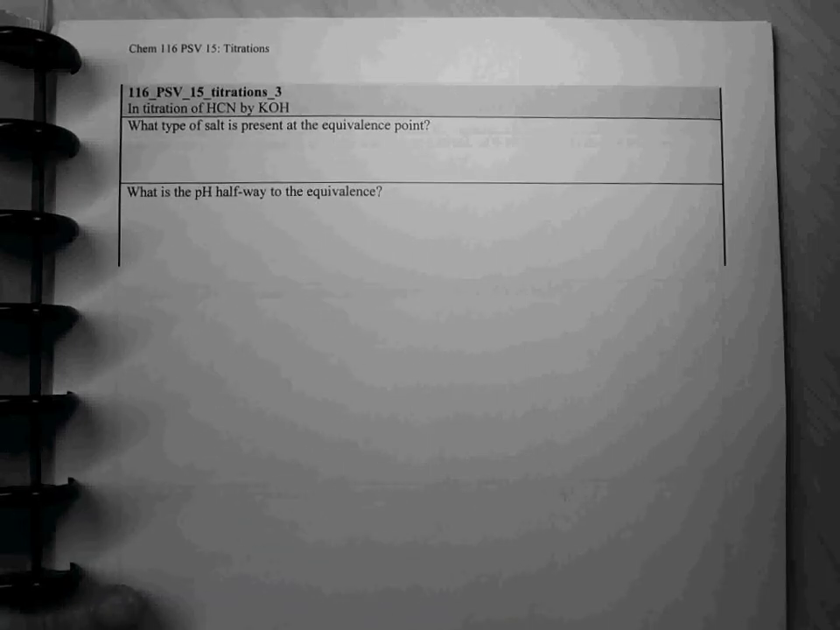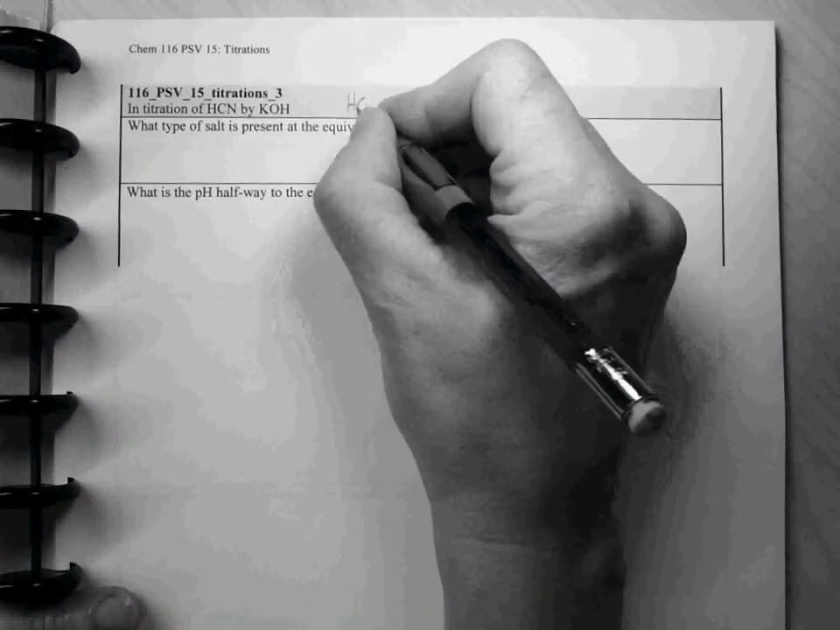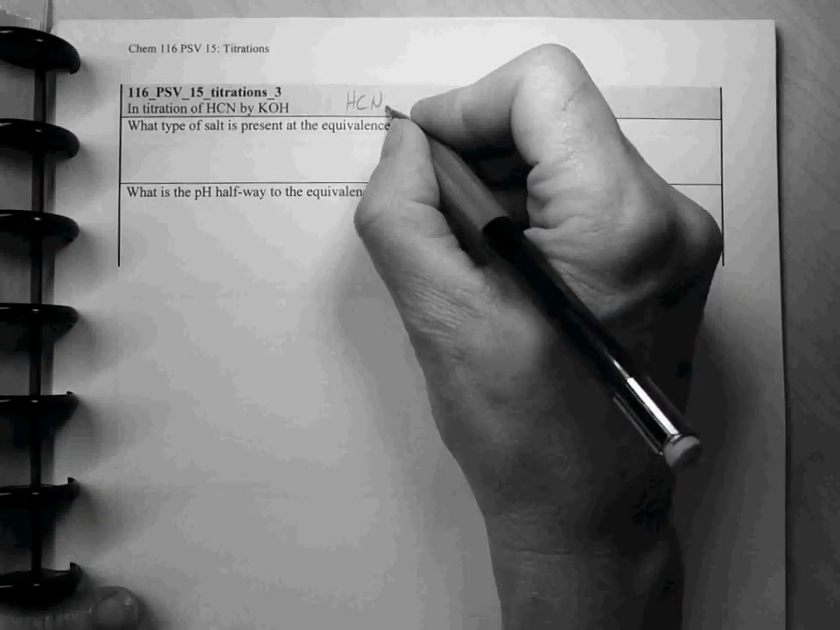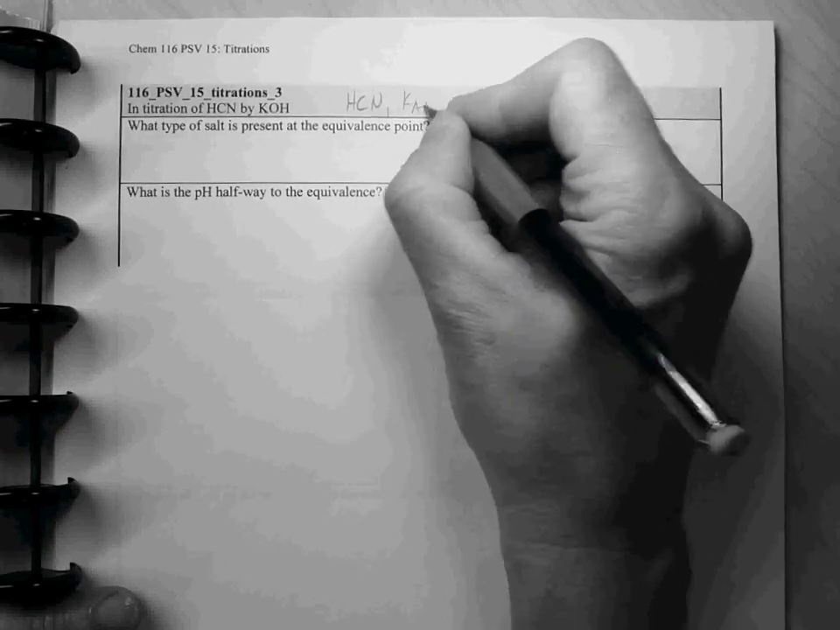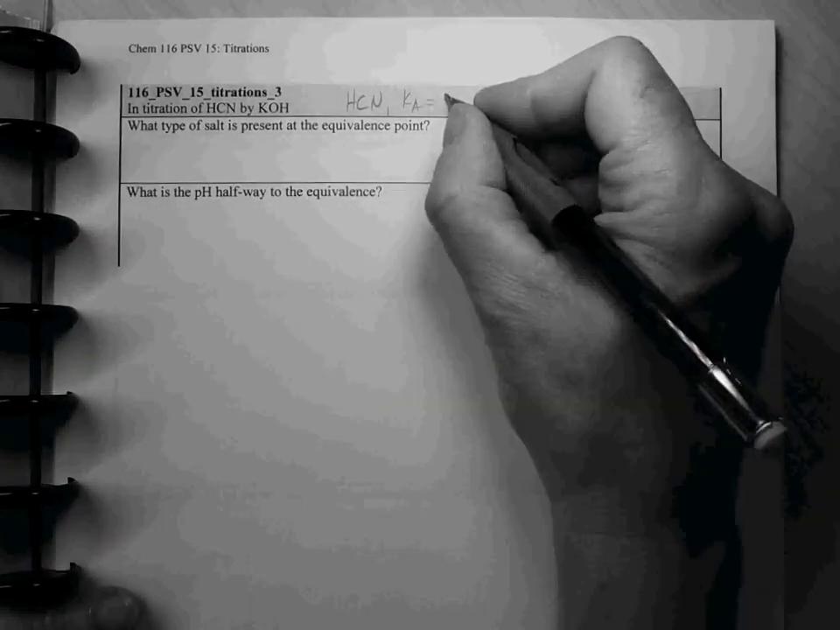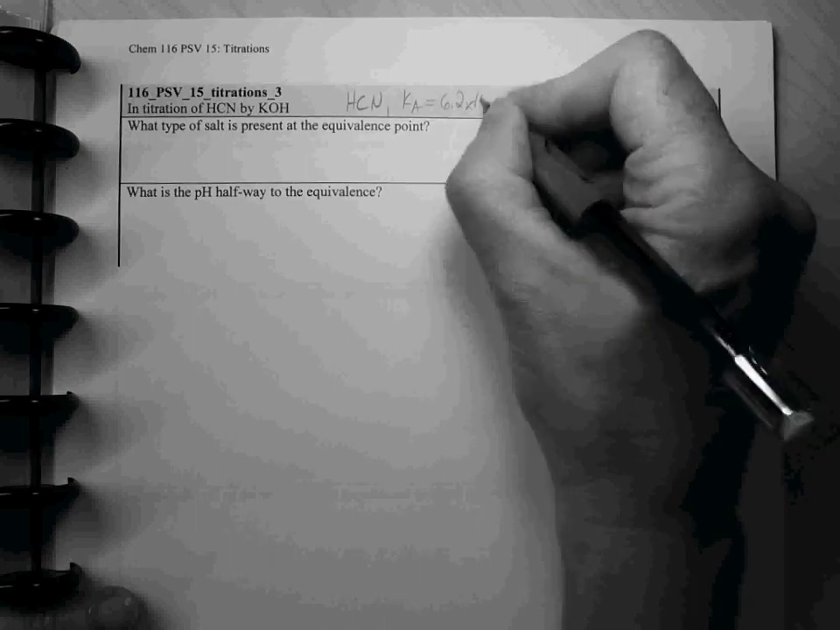Here's a quick titration problem. We're titrating HCN with KOH. HCN is a weak acid. We know that because it's an acid and it's not one of the big seven. And we could even look up its Ka and find its Ka is 6.2 times 10 to the minus 10. KOH is a strong base, so this is a weak acid, strong base titration.